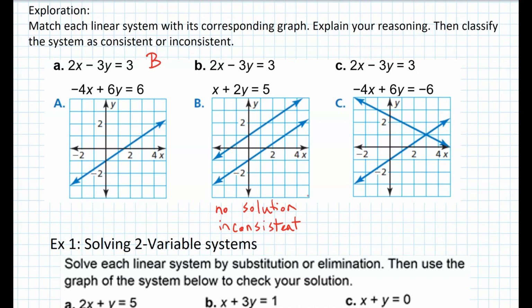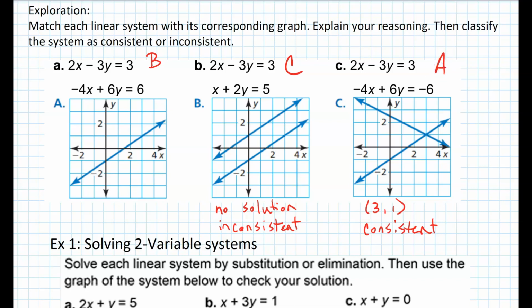Okay, little b goes with which graph? Big C. Okay, so again, if you put it into slope-intercept form, we see that we get one positive slope, one negative slope that only matches C. What is the solution to C? It's 3, 1. And this is consistent. Yay. Okay, that leaves the final one. System C, little c goes with the graph of big A.